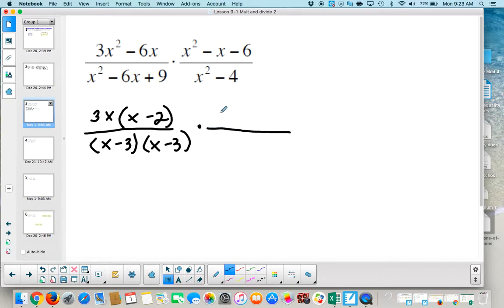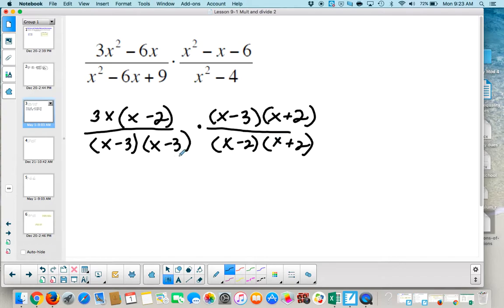And then for our other fraction, we're going to factor the numerator to be x minus 3 and x plus 2. And then on the bottom, we have a difference of squares, which is x minus 2 and then x plus 2.